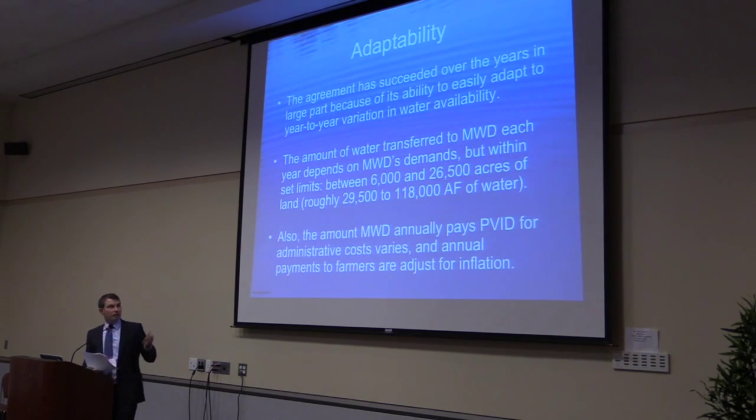But I think what really makes this work, and is true in most multi-year lease agreements, is that it's adaptable. The amount of water transferred each year depends on Metropolitan's demands, obviously within those constraints that I identified earlier. Plus, the annual compensation for the fallowed acres is adjusted based on inflation, and the payments for administration of the program depend on the expenses each year incurred by the district.